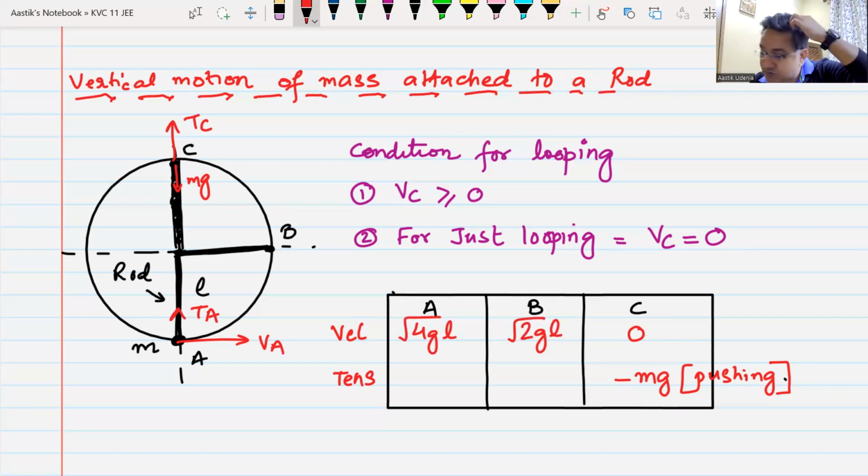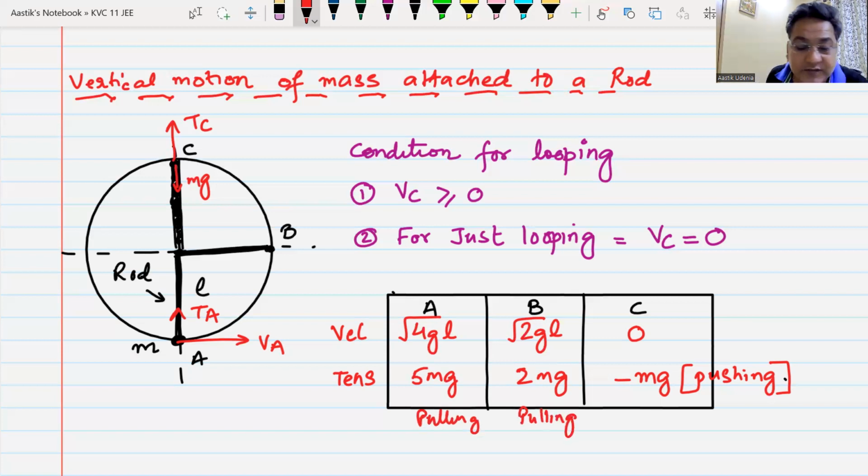Do we understand this? Do we remember this? Yes, sir. Tension at point A will be 5 mg. This would be 2 mg, and if I subtract 3 from 2, I will get minus mg. At this point, it is pulling. At this point, it is pulling. But at the point C, it becomes pushing.